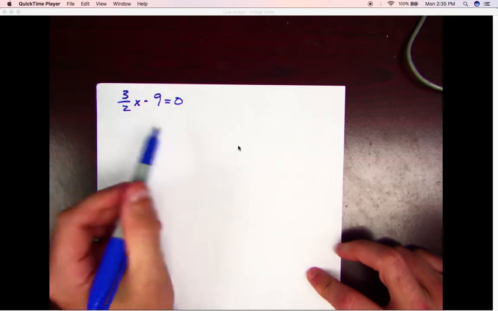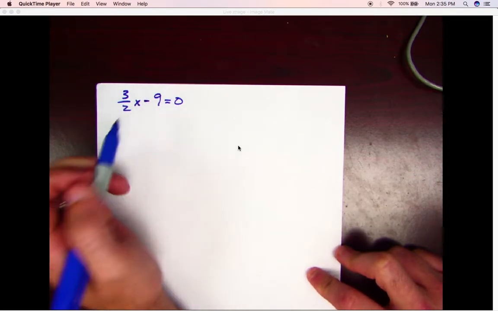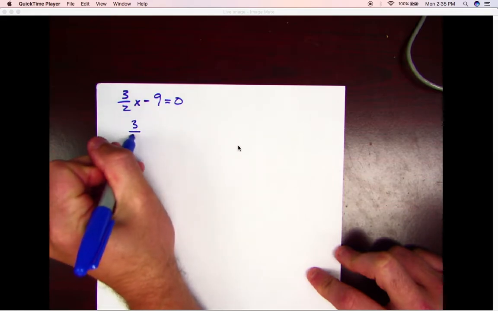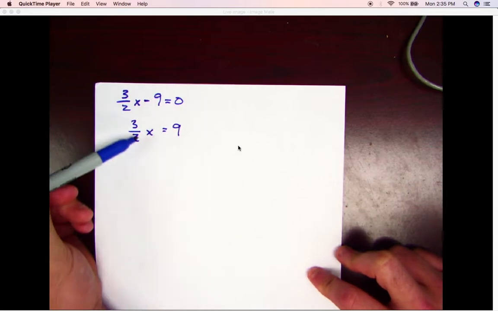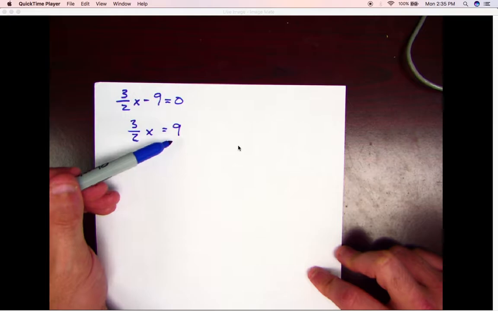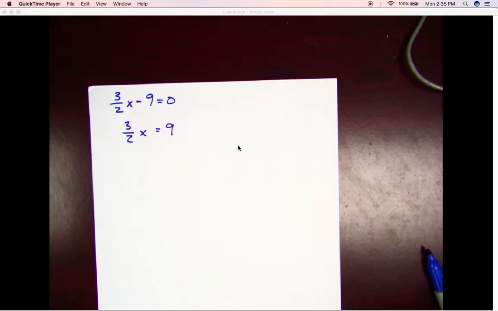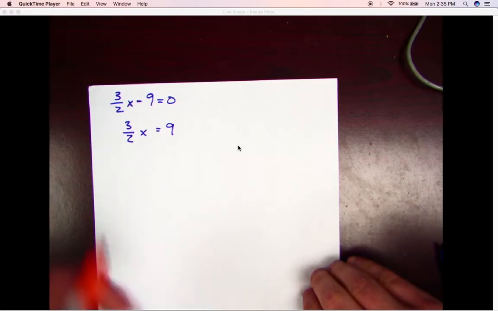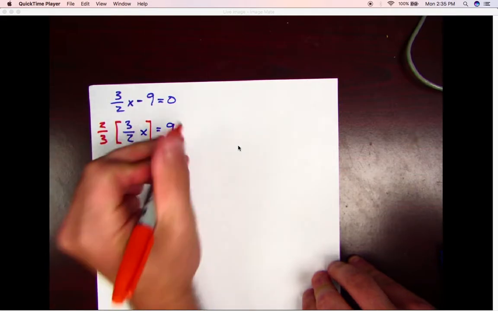So now we're going to solve for x. So here we're going to add 9 to both sides. So we would have a 3 over 2x is equal to 9. Now to get rid of this 3/2 here, we have to multiply both sides of our equation by the reciprocal, meaning we're going to multiply both sides by a 2 over 3.